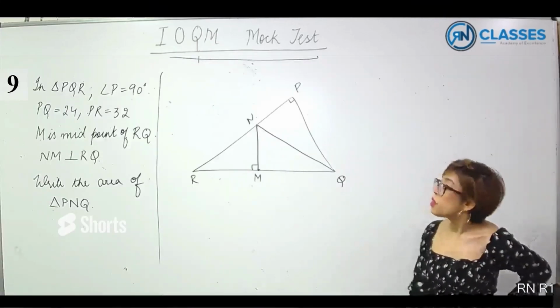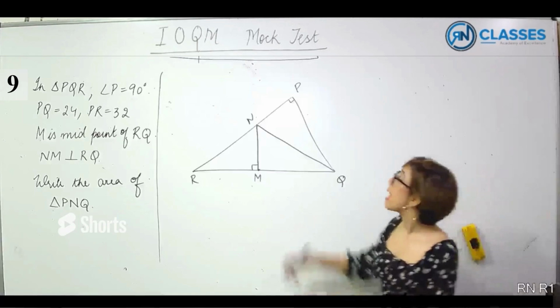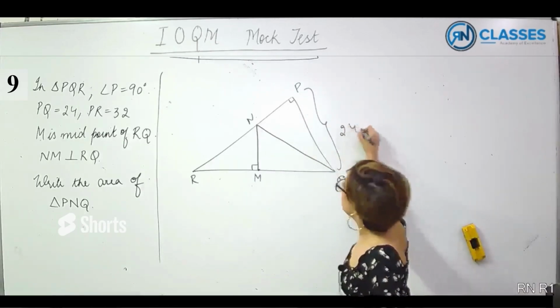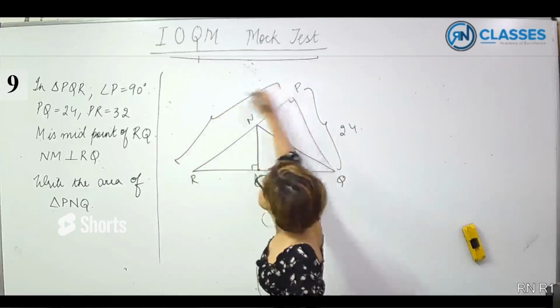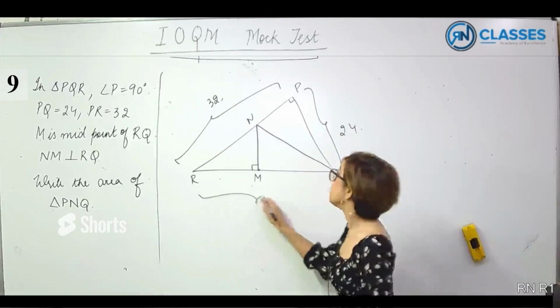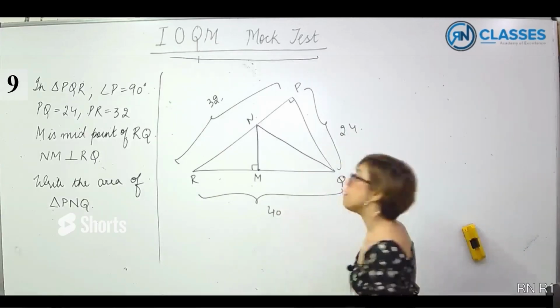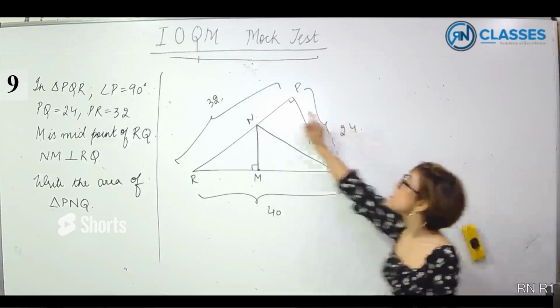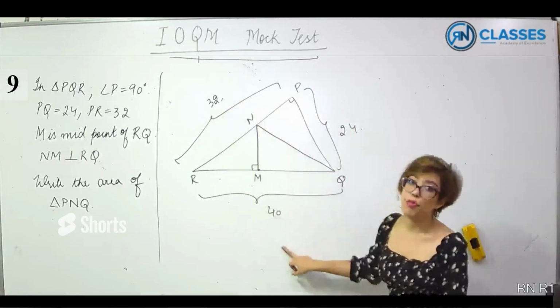Alright, for the next question, the figure is given to us. Now he says angle P is 90, PQ is 24, and PR is 32. Now since I know it's a right angle triangle, I know the third side, which turns out to be 40. Right? Even if you do not know the Pythagorean triplet, you can see that this is 8 into 3, this is 8 into 4, this has to be 8 into 5.